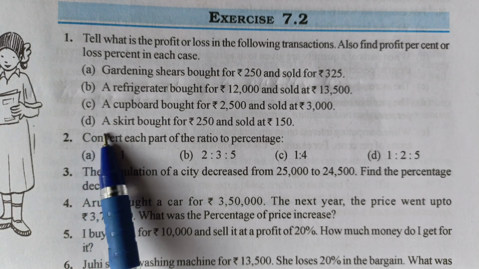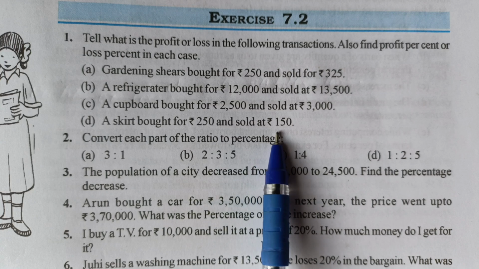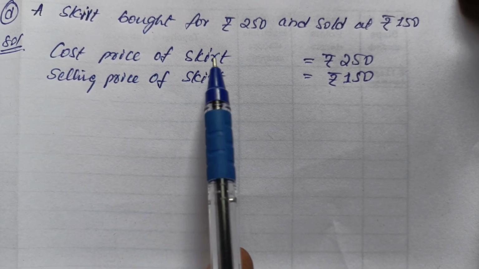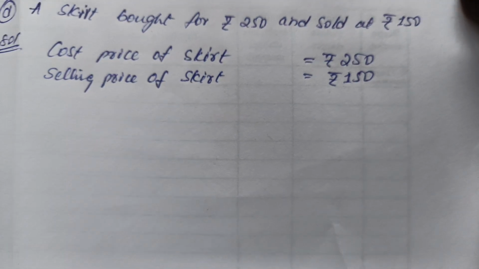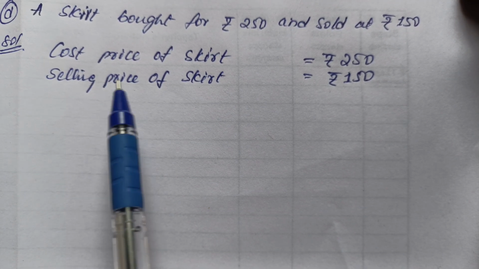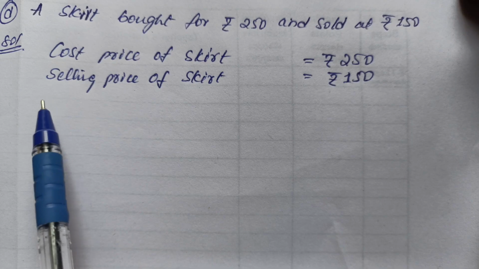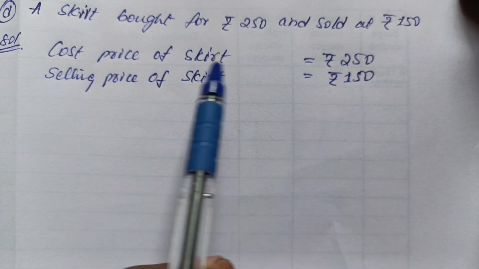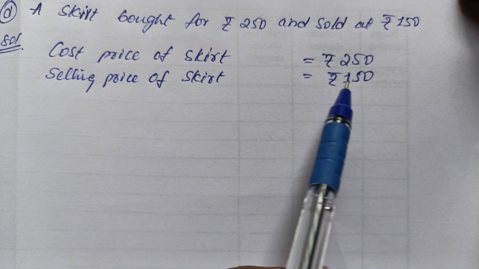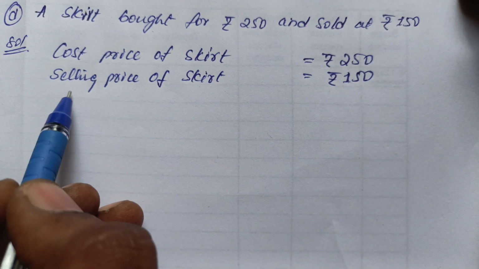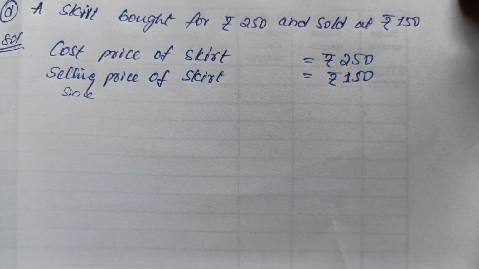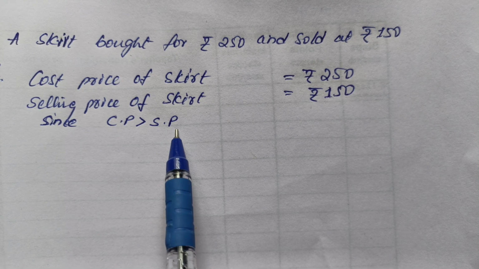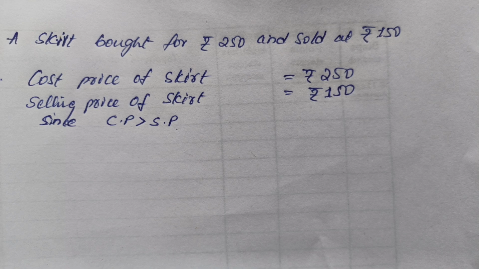Now D part. A skirt bought for rupees 250 and sold at 150 rupees. Here the cost price of a skirt is rupees 250. Selling price of a skirt is rupees 150. Here we observe that cost price is greater than selling price. That means it is sold at a loss. So since cost price is greater than selling price, we have a loss here.